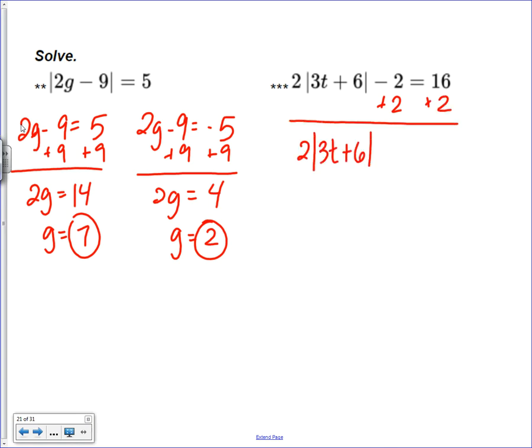Remember, on this one, folks, you need to be isolating the absolute value first. So I have to get everything away from the outside of it. And then I will set up my positive and negative versions.